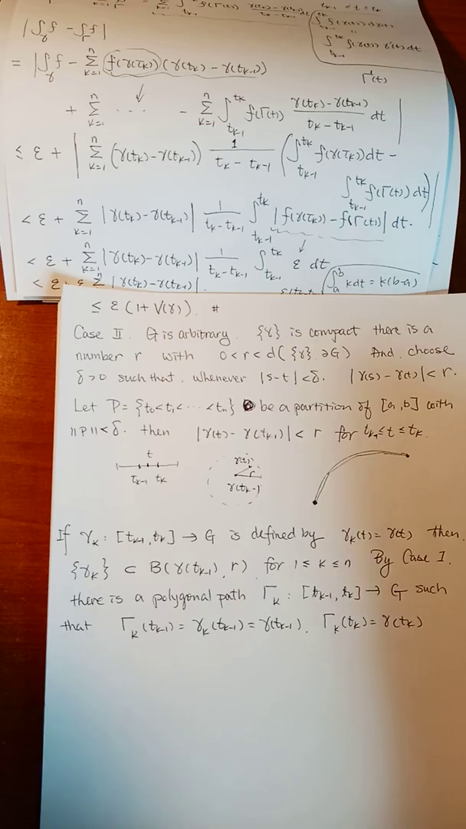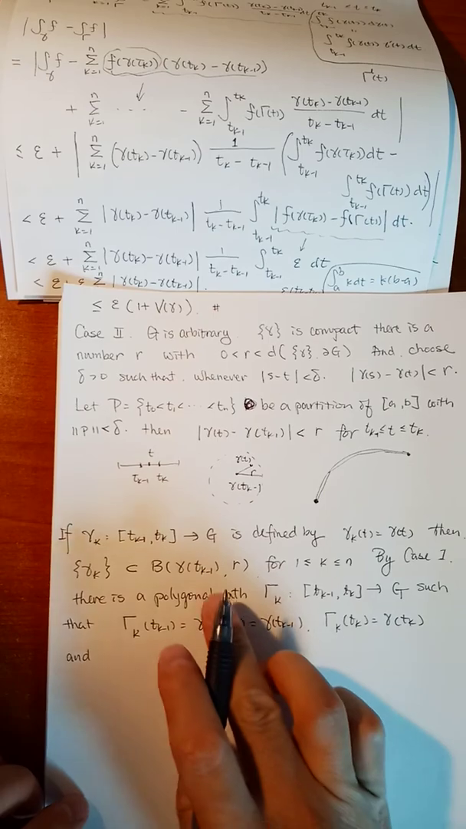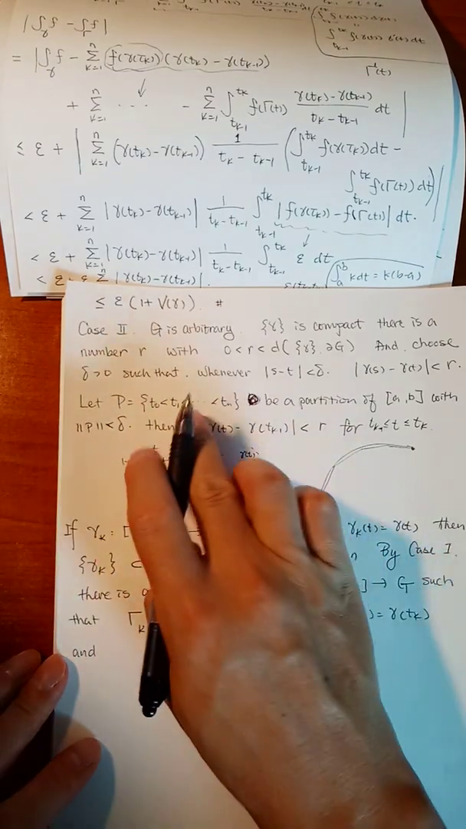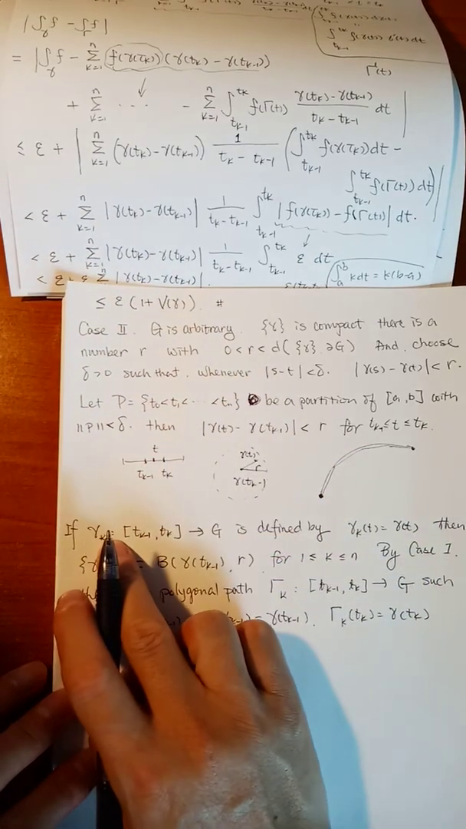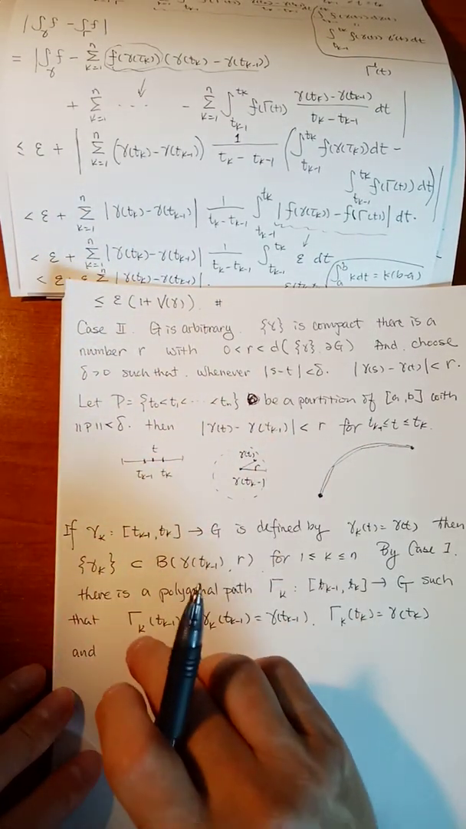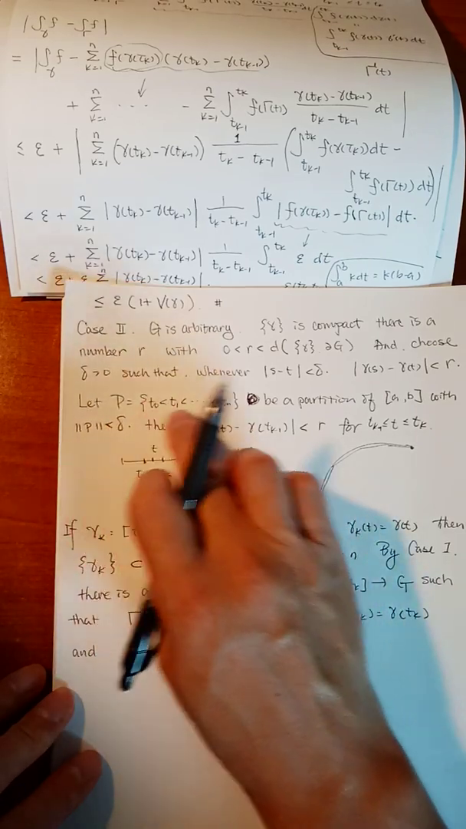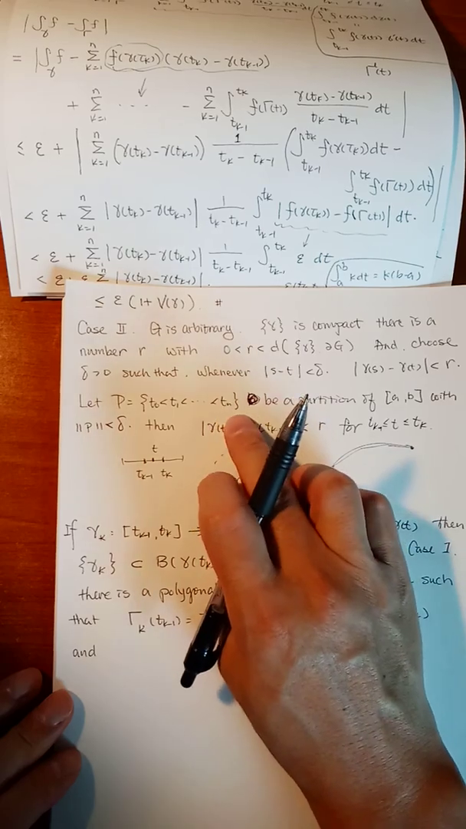Okay, and because you have this mount, you have the partition first. You have a partition, then you have gamma k. When you have a gamma k, you have capital gamma k. So when you study capital gamma k, this number n is already known.